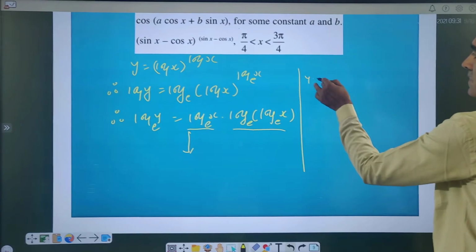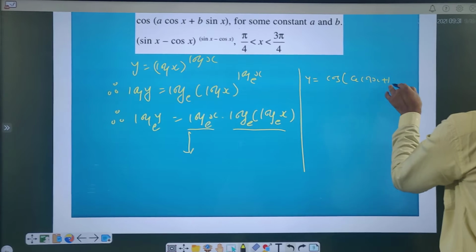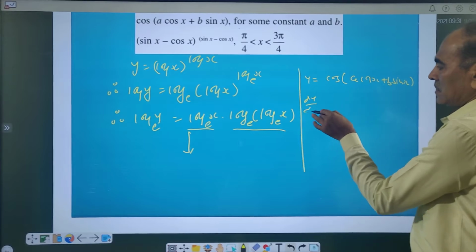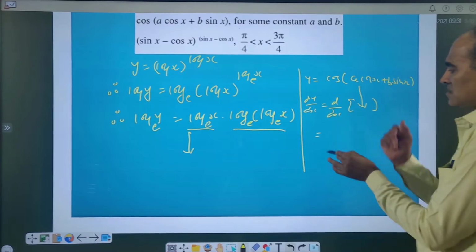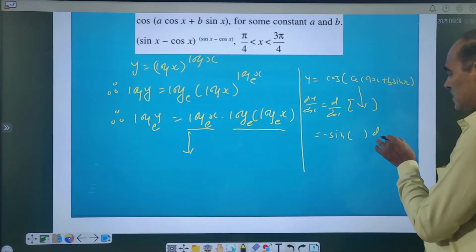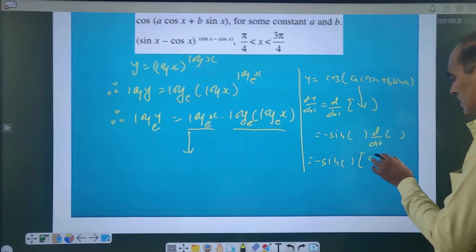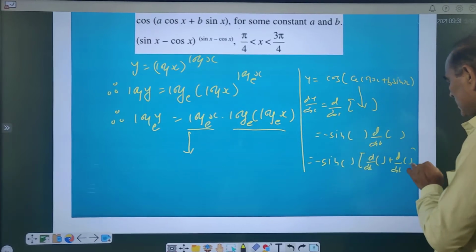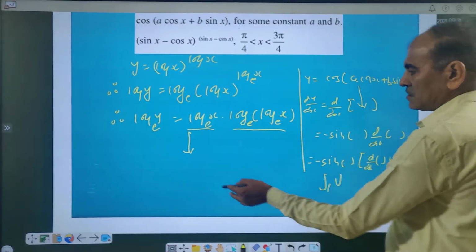Next one is given: y is equal to cos of a cos x plus b sin x, where a and b are constants. dy by dx is equal to d by dx of all this. Cos something becomes minus sin something, times d by dx of something, that is minus sin something here, d by dx of the first part plus d by dx of the second part. Now it is very easy to see, you can do it. So the rest of the part I am doing for you, this one is also for you.